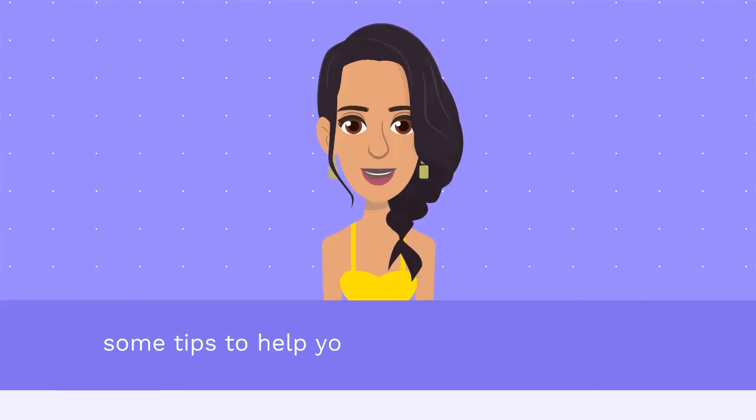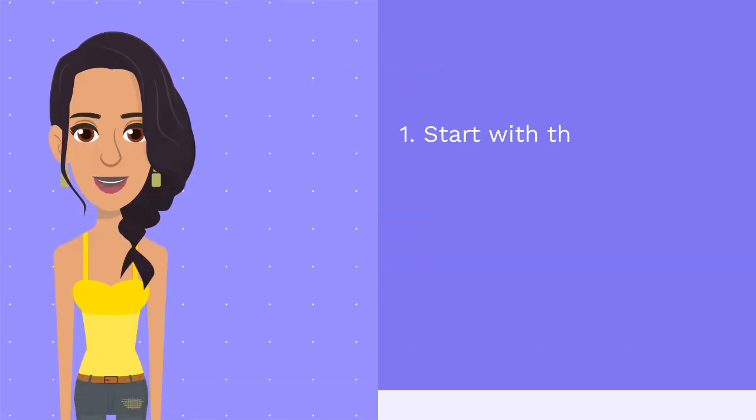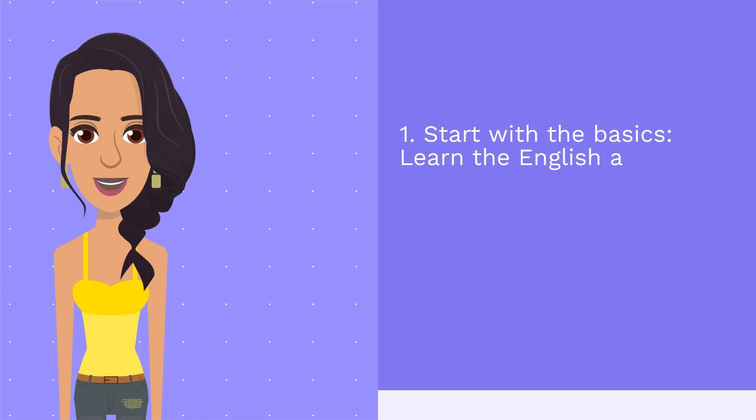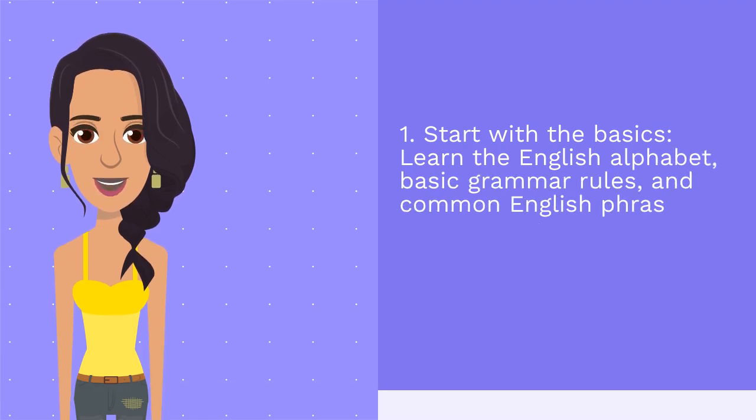Some tips to help you learn English effectively. 1. Start with the basics. Learn the English alphabet, basic grammar rules, and common English phrases. Build a solid foundation that you can build on.